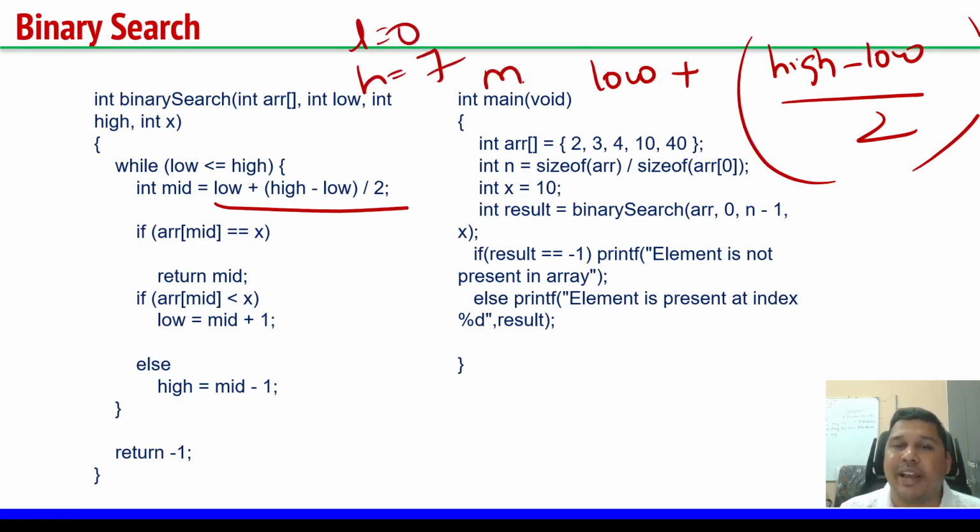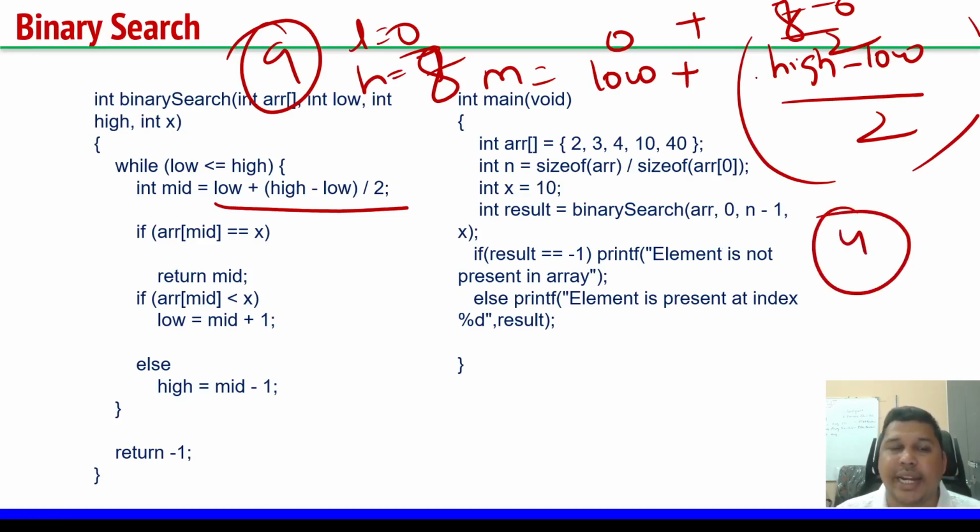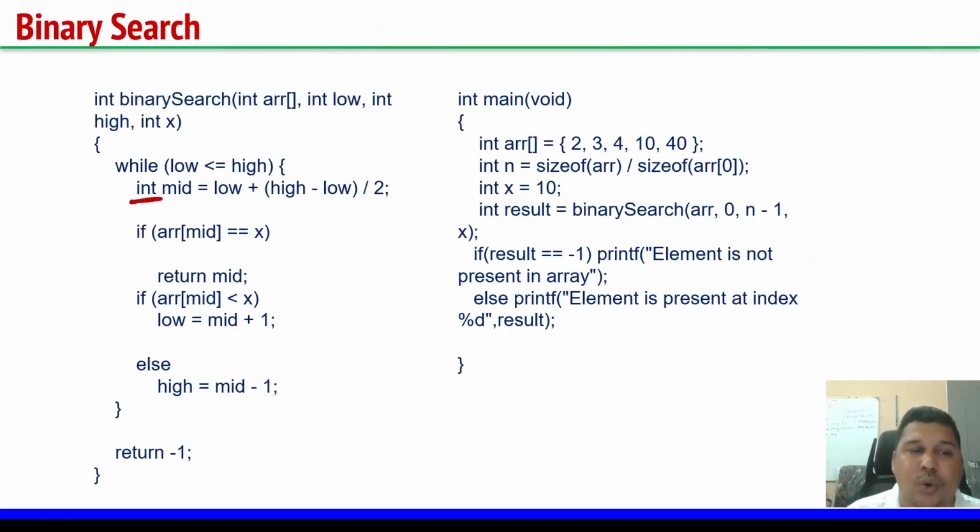See, what is the mid value here? 0 plus (7 minus 0) by 2, same thing. This is the case when the number of elements is 9, so high becomes 8. In that case 8 by 2, so it becomes 4 perfectly. Anyway you can write it, anyhow it will convert to an integer only.